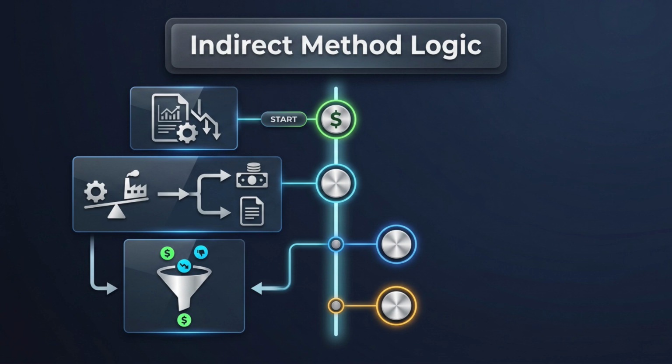Third, we remove gains and losses related to investing or financing items, especially gains and losses from asset sales. The indirect method is basically a bridge from accrual profit to cash reality. Net income says, here is what accounting recognized. The indirect method says, thank you, now let us ask what cash actually did.